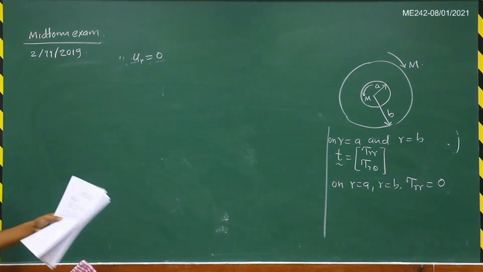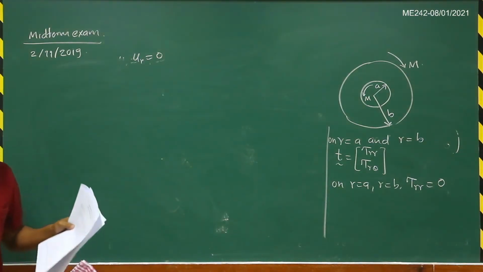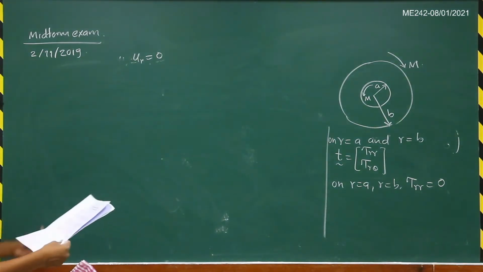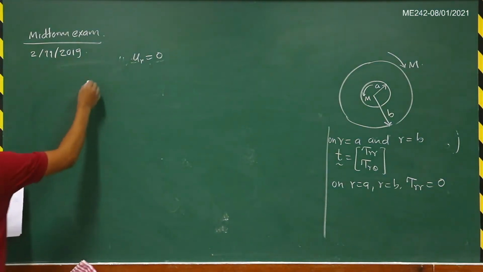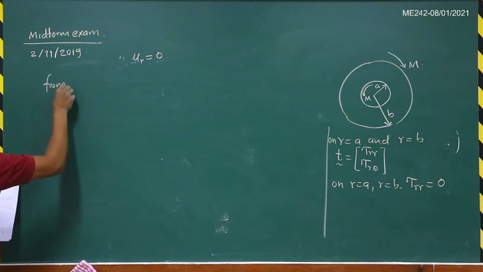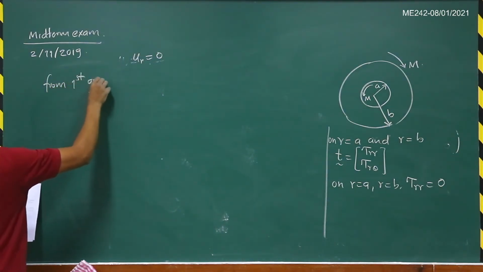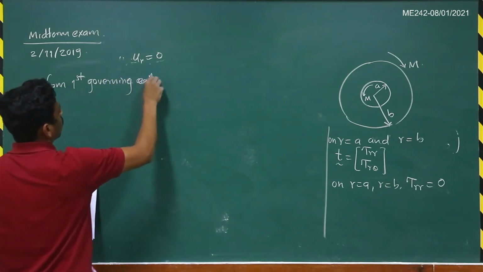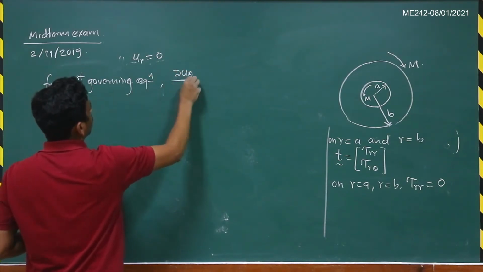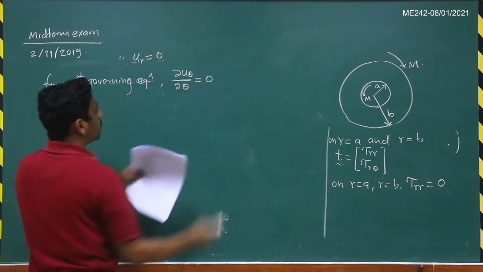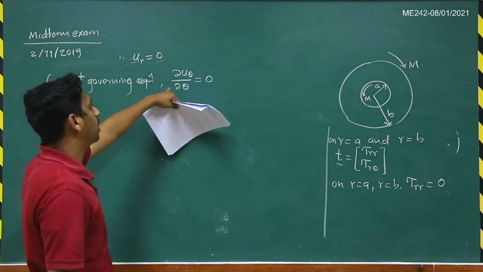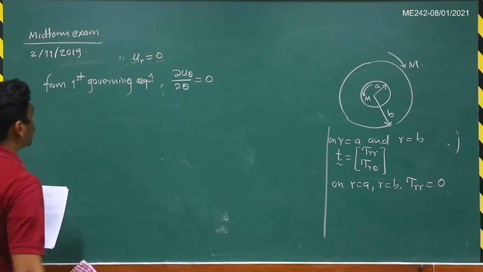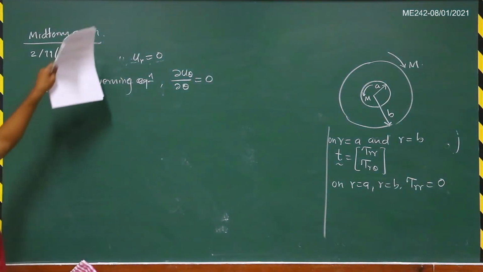Now if we use the first governing equation, the trace of epsilon itself is 0, so the first term will contribute 0. Again, u_r is 0, so the last term is also 0. From the first governing equation, we get del u_theta upon del theta equal to 0, which is consistent with the assumption we have made that u_theta is a function of r alone. So it is consistent with the assumptions we have made based on the symmetry of the problem.